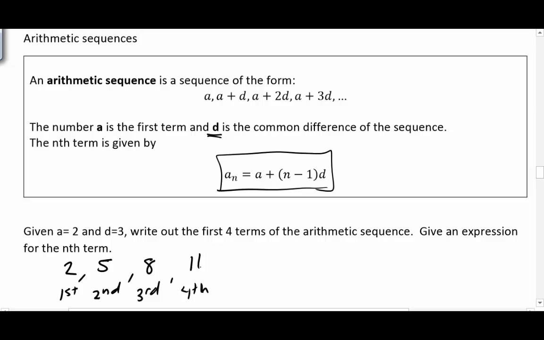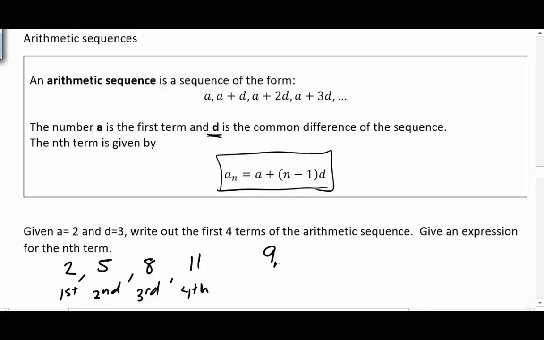Okay, so I just added 3 to the previous number, using a recursive pattern to generate that. I could have just multiplied the difference instead. If I go to the third number, the common difference is 3, so if I double it, I get 6, and 6 plus the original 2 is 8. If I triple the difference, plus 2 gives me 11. Either way, that's what the first 4 numbers look like.